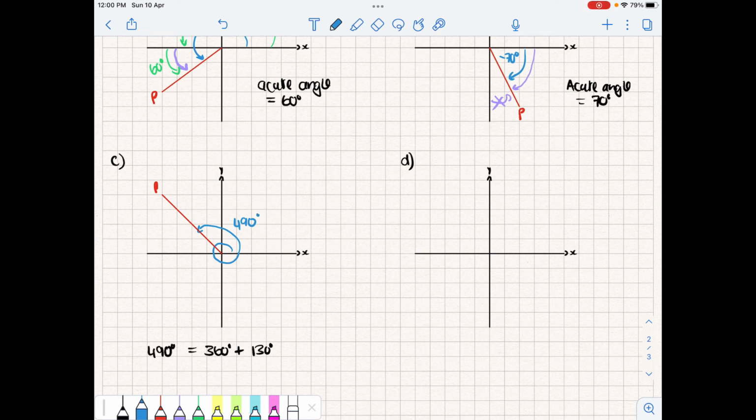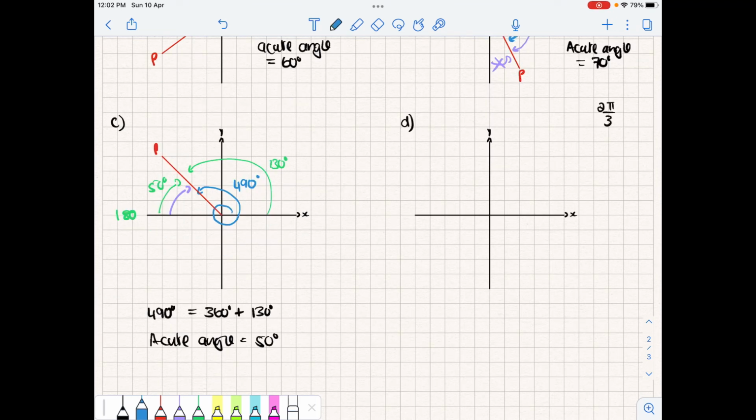So the full rotation would have been 490 degrees. And so the acute angle we will measure from the positive x-axis, so that will be from here up to there. So if we've done a full revolution, then we're at 360 degrees, and because we had to extend to 490, then this angle here is 130 degrees, which means that this angle here, if this is 180 degrees, then this angle here must be 50 degrees. So our acute angle here is 50 degrees.